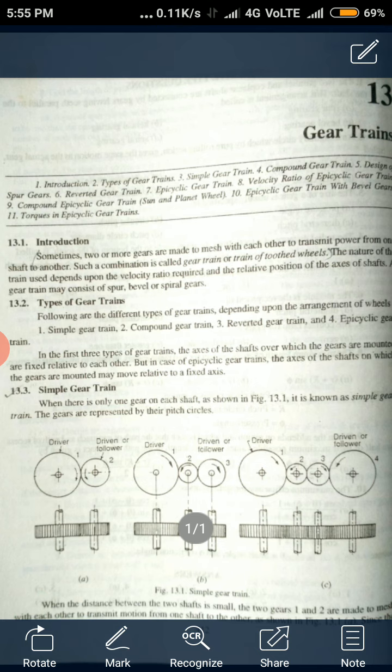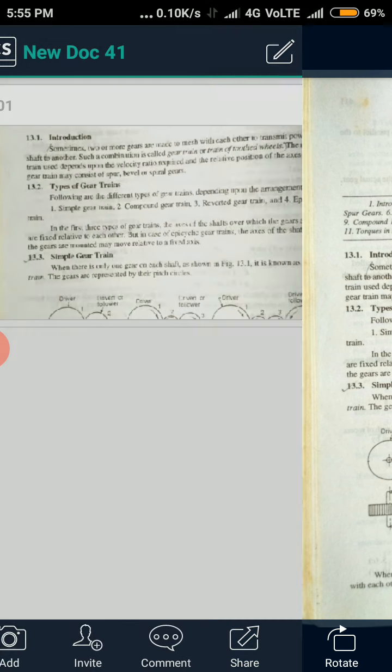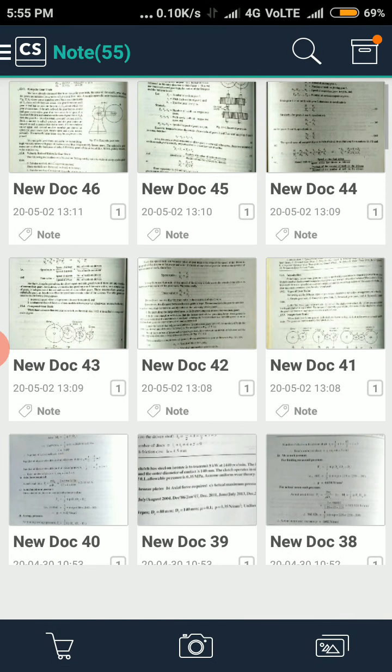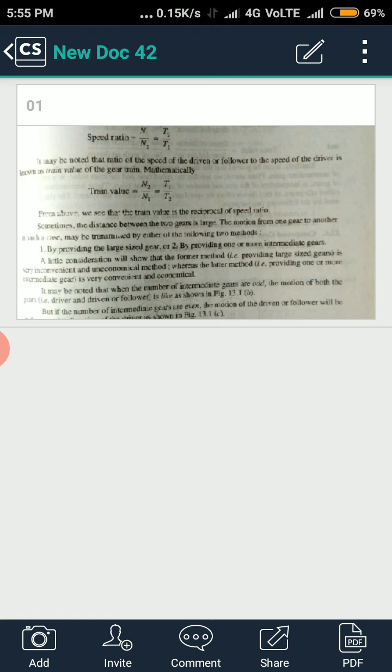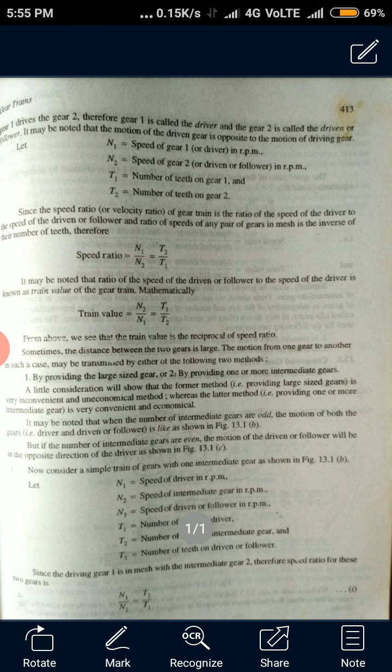Okay, now there is a term called speed ratio. We need to find out the speed ratio. What is the meaning of speed ratio? It is the ratio of the velocity or speed of the driver to the speed of the follower.